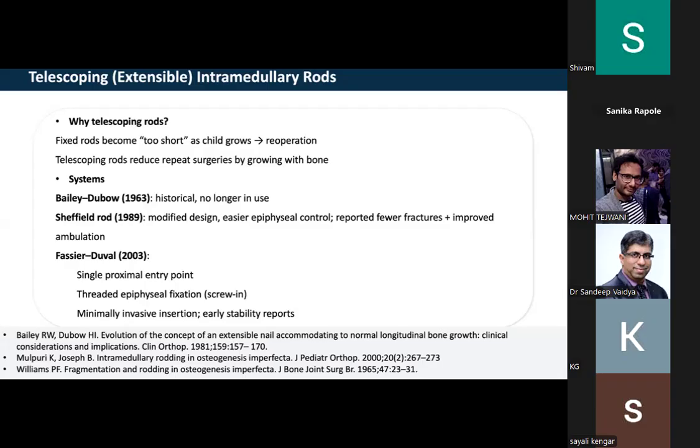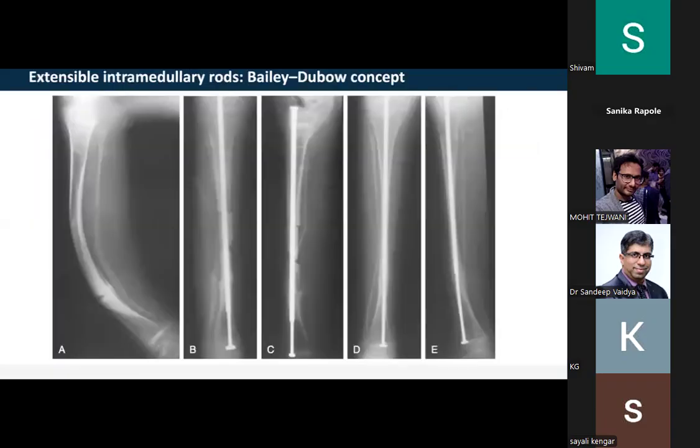So let us now understand how telescoping rods work mechanically, starting with the classic Bailey-Dubow concept. This is a two-part telescoping design with an outer sleeve and an inner obturator, which is anchored to the epiphysis, so it lengthens with growth. These rods are, however, no longer available for clinical use, and I've just mentioned them from a historical point of view. We do use the FD rod now.